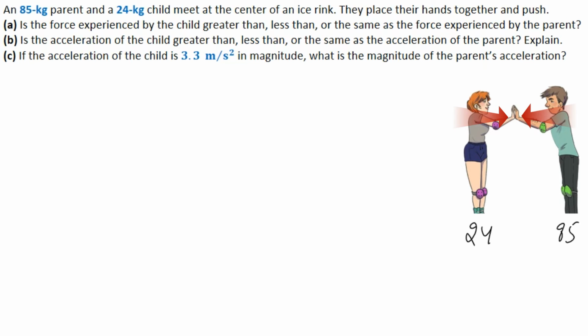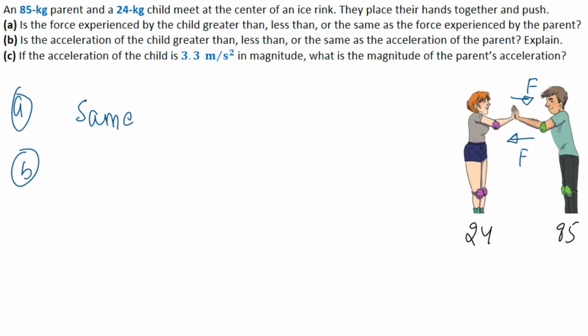Okay, in the A part we need to find whether the force experienced by the child is greater than, less than, or the same as the force experienced by the parent. For the A part we can use Newton's third law of motion. The child exerts a force F on the parent, and by Newton's third law the parent also exerts a force equal in magnitude but opposite in direction, F. So the forces will be the same, and the answer will be same.